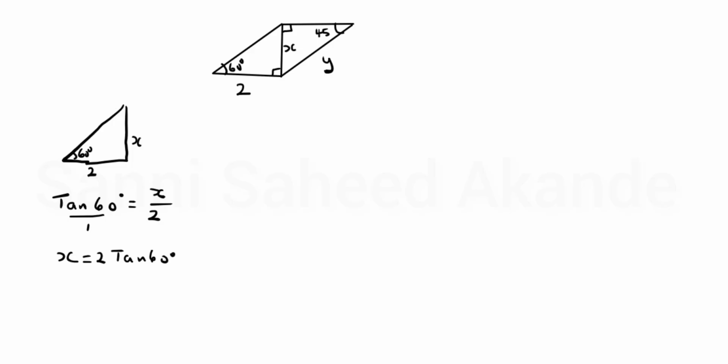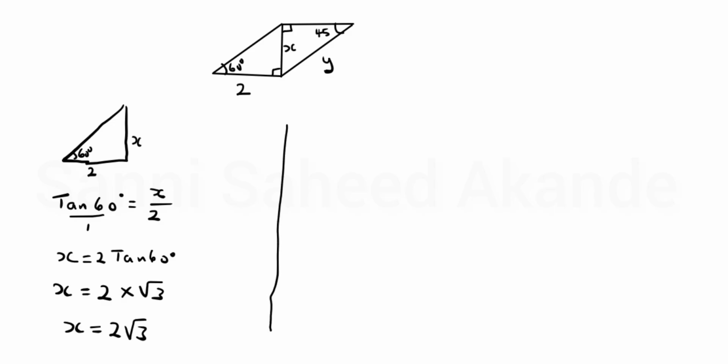So x will be equal to 2 times tan 60, which from the special angles is root 3, and when you multiply together you get 2 root 3. So that is the value of x. Now let's find the value of y. So I'm going to do that with this second triangle here. Let me draw it also.